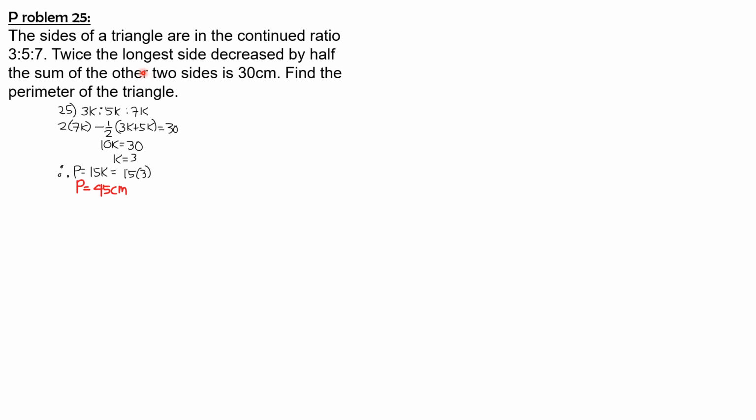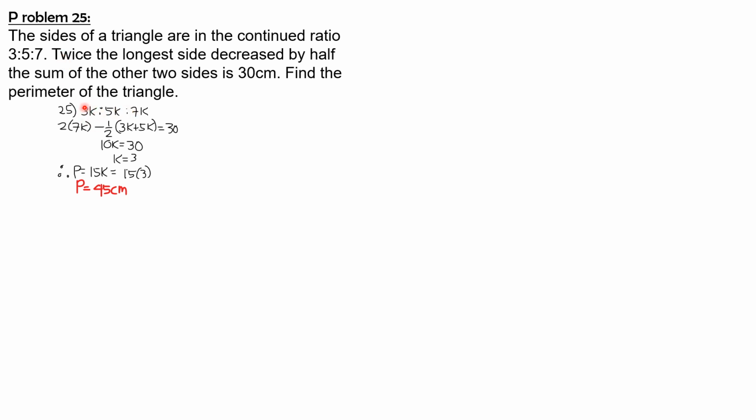So here's the last problem. The sides of a triangle are in the continued ratio 3:5:7. Twice the longest side decreased by half the sum of the other two sides is 30 cm. Find the perimeter of the triangle. So the continued proportion can also be written in this manner. We introduce the constant of proportion k. So 3k as to 5k as to 7k.